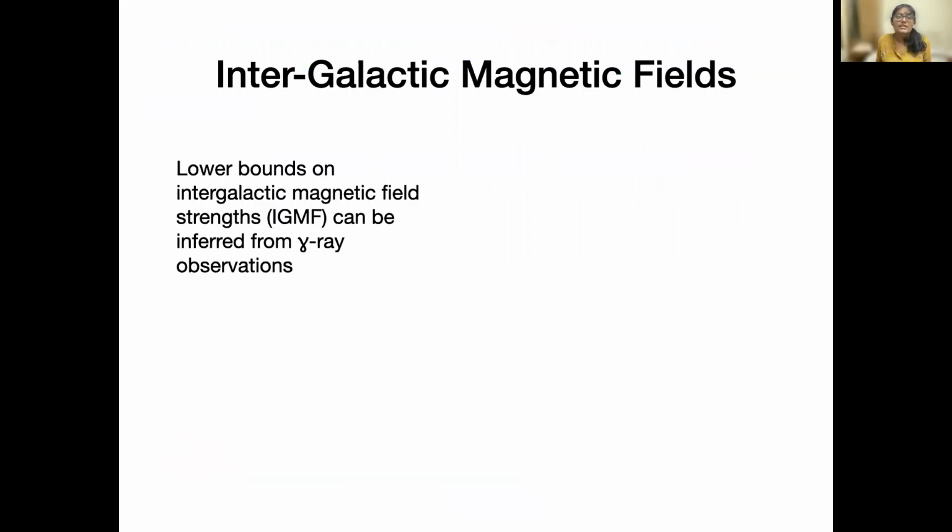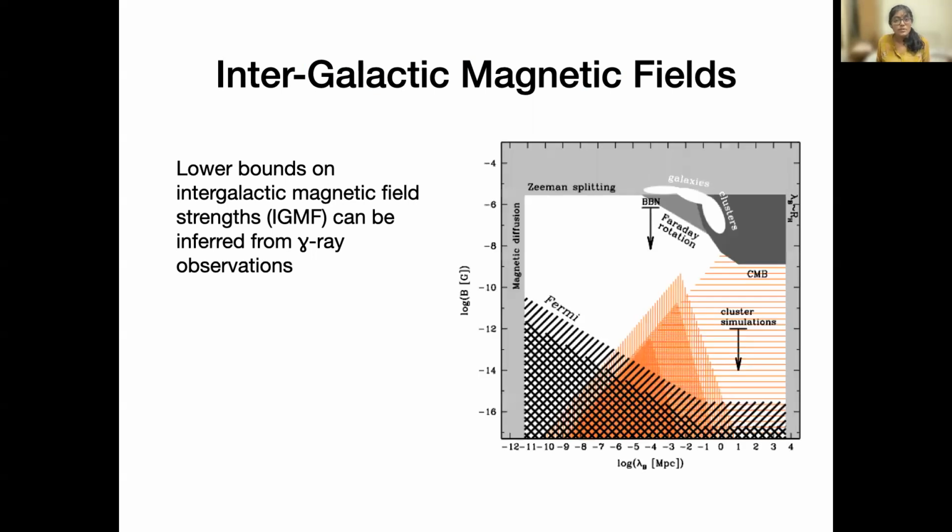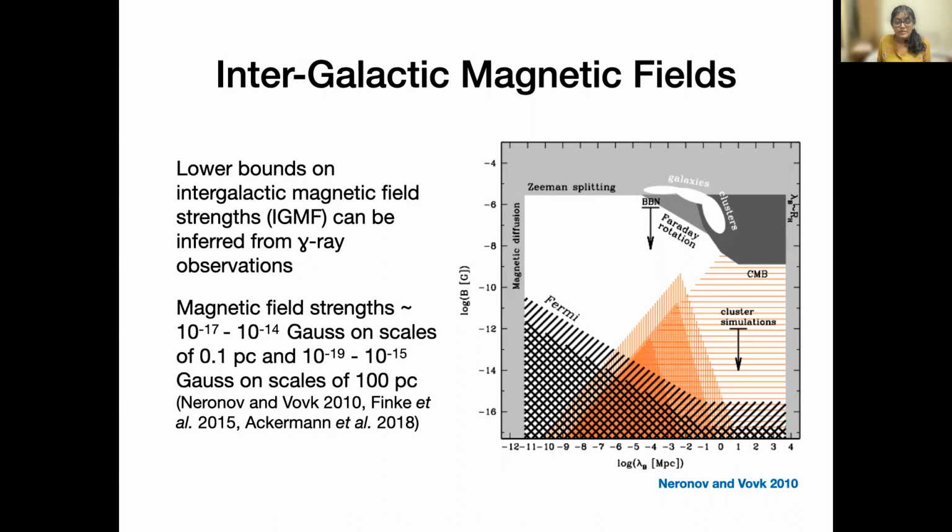I'll start with the motivation for our study, which is the lower bounds on the intergalactic magnetic field strengths inferred from gamma ray observations. The plot on the right is taken from one of the first studies which explored the lower bounds on the intergalactic magnetic field strengths from Fermi observations. We see here that the lower bounds on the field strengths improve with the correlation length of the magnetic field when it is much smaller than scales of megaparsecs.